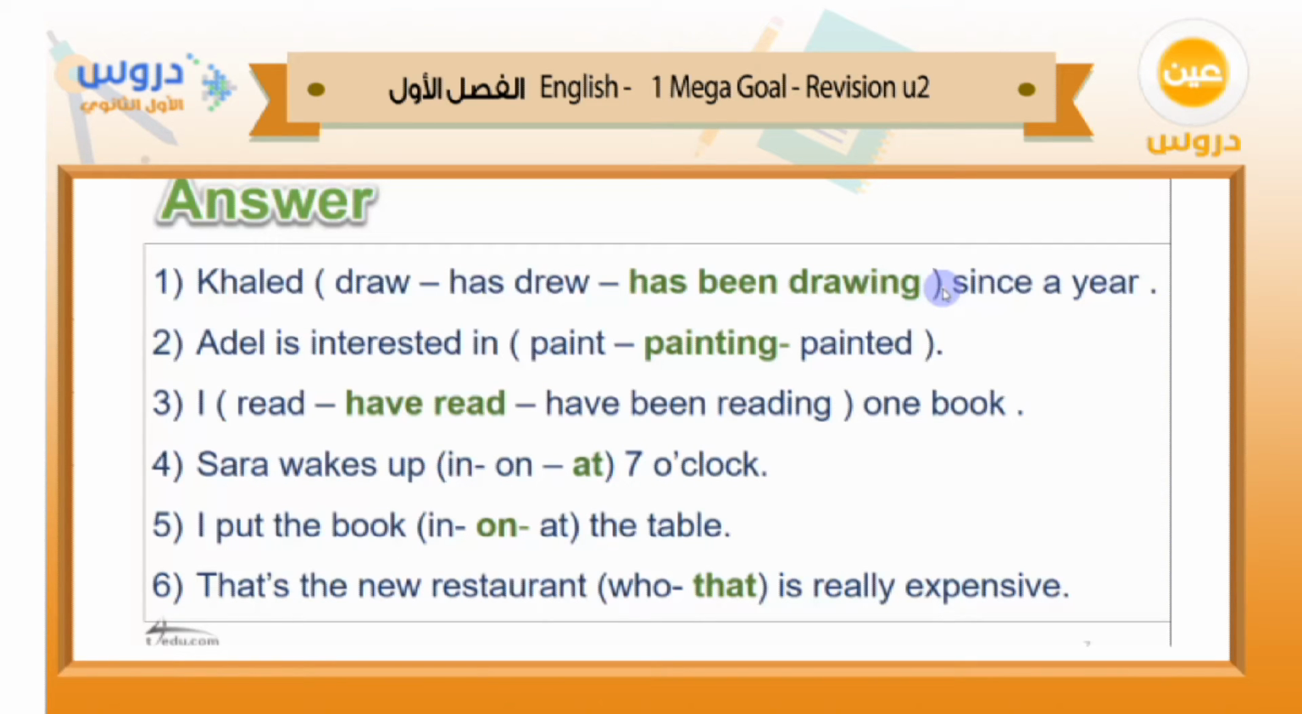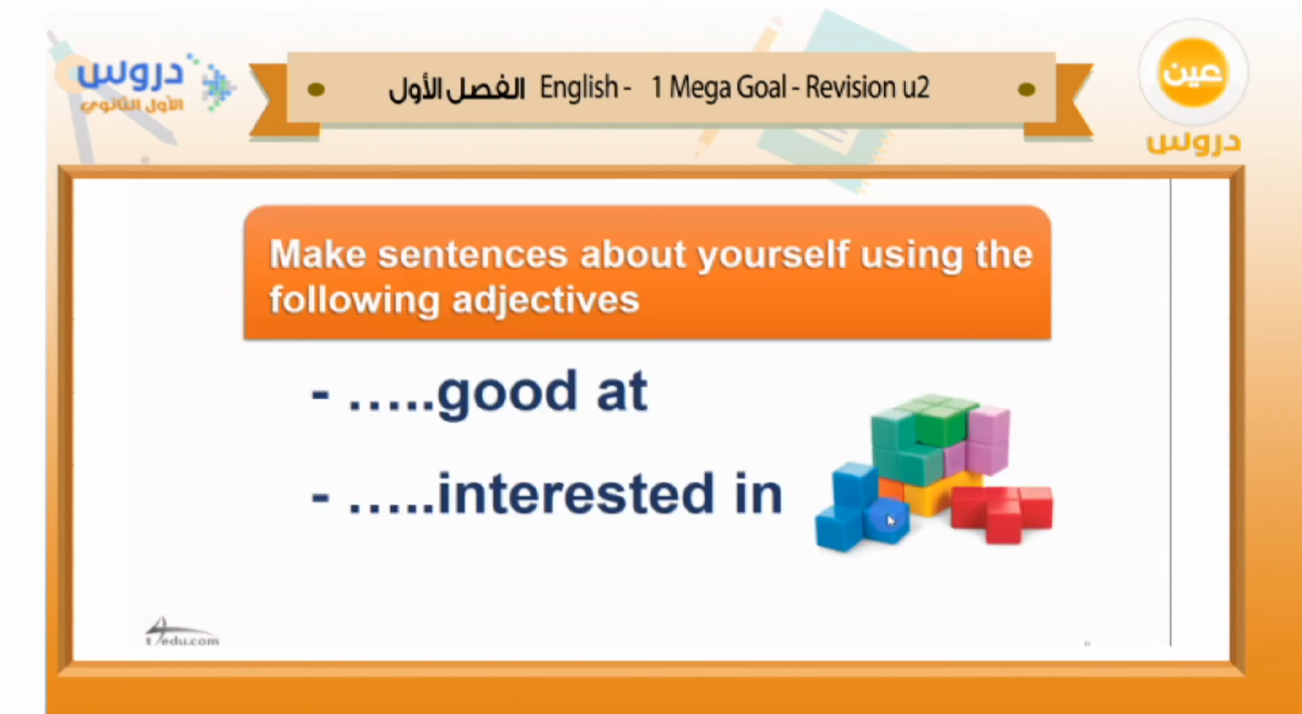All right. Number 1, Khalid has been drawing since a year. Adil is interested in painting. I have read one book. Sarah wakes up at 7 o'clock. I put the book on the table. That's the new restaurant that is really expensive.